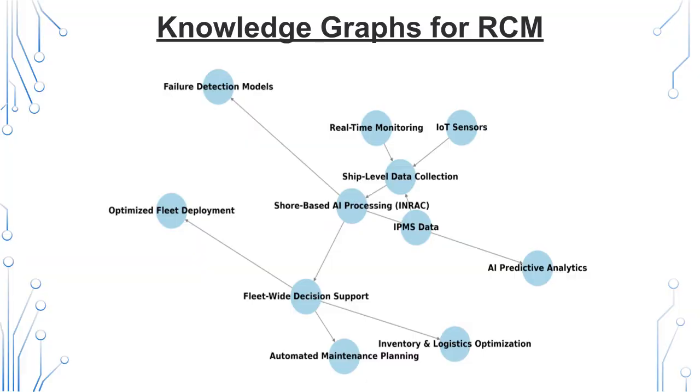Knowledge graphs connect these data points across various systems to reveal hidden relationships and patterns. So this linked data provides enhanced insights, allowing for more informed and effective maintenance strategies and predictive capabilities. Some of the examples of these knowledge graphs are shown in the three slides. This one is for reliability centered maintenance, where the data is picked up from the ship level based on the real-time monitoring and the sensors. It's relayed to the shore-based processing, where failure detection and other analytics are employed.